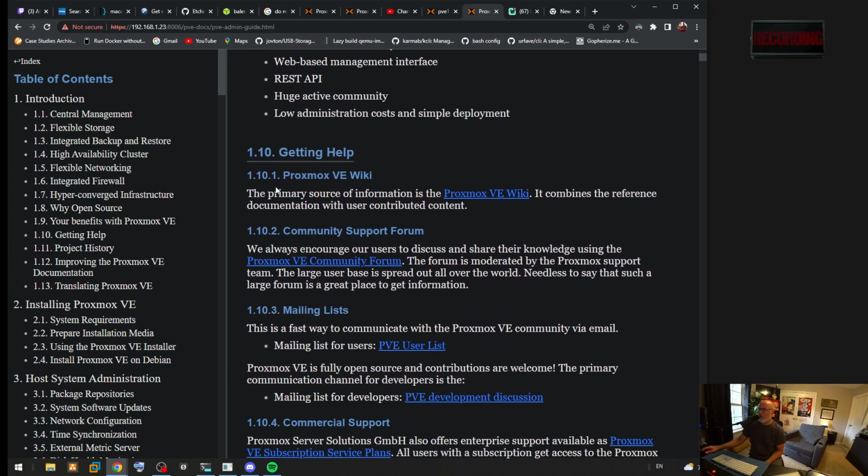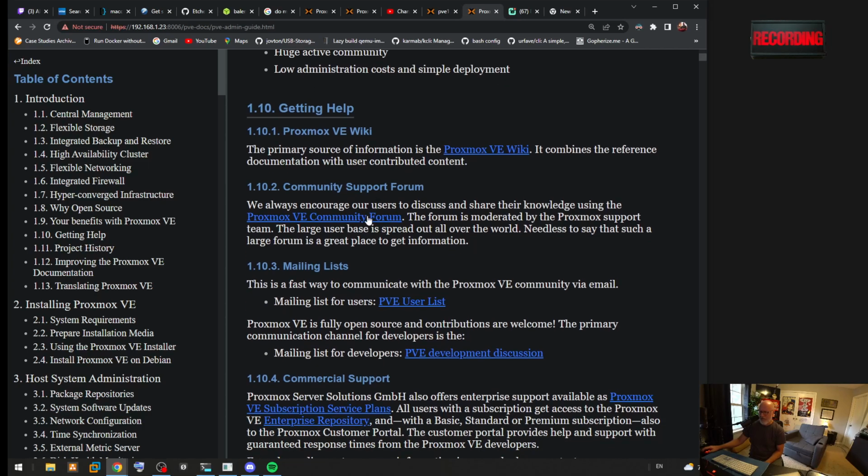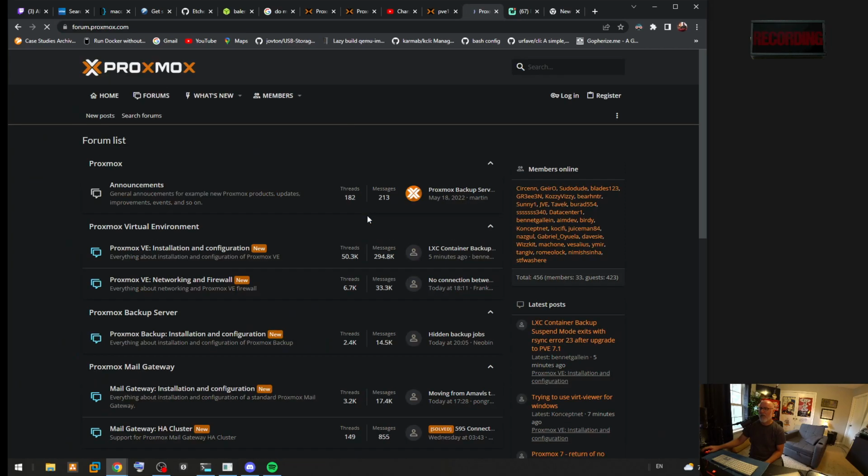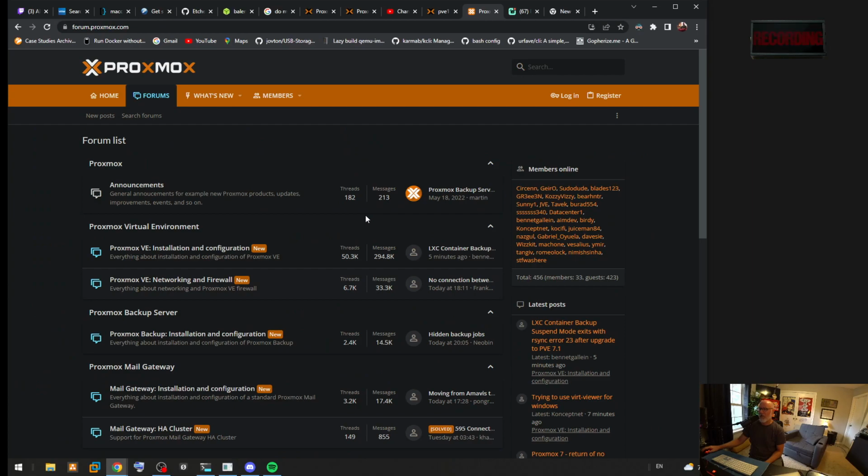1.10, getting help. Proxmox VE Wiki. The primary source of information is the wiki. It combines reference documentation with user-contributed content. Community support forum. We always encourage our users to discuss and share their ideas on the community forum, which is... Yeah, it looks like Discourse. I'm just looking at what platform they're using. Looks like they're using Discourse.